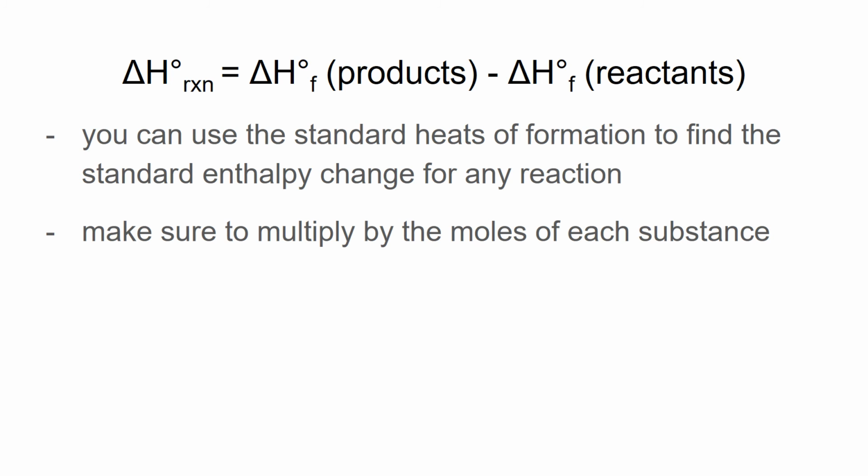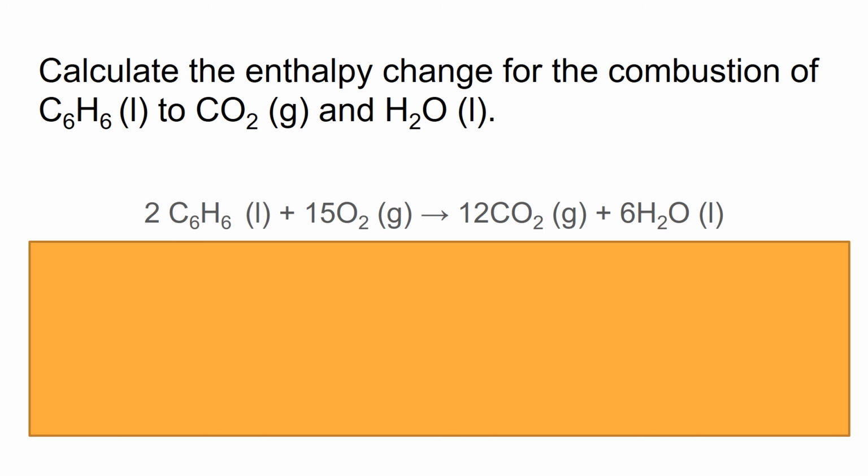So let's take a look here. We're going to calculate the enthalpy change for the combustion of C6H6 to CO2 and H2O. So here's our balanced reaction. Now what's important is the heats of formation can be found in a table.